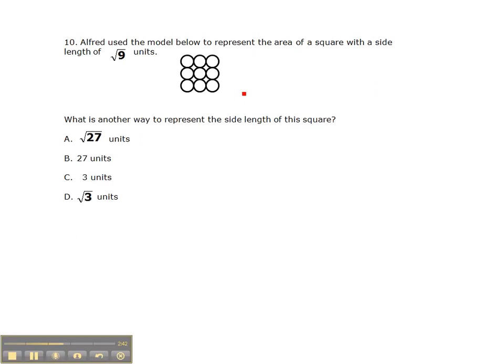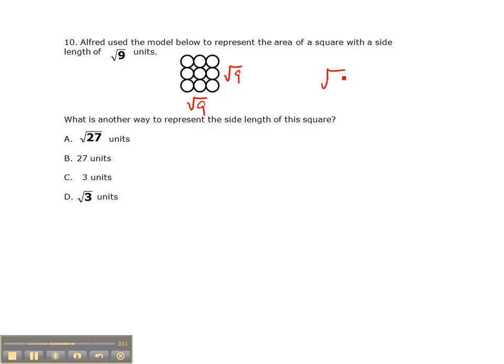Number 10, Alfred used the model below to represent the area of a square with a side length of the square root of 9 units. So this is his model for his square. 9 circles, so the area is 9. And the side length is square root of 9. Each side equals a square root of 9. What is another way to represent the side length of this square? Instead of saying the square root of 9, what could we say?